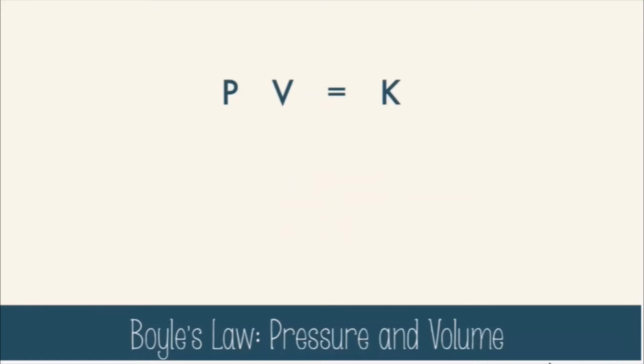Now, to see where Boyle's law is coming from, we need to look at the starting pressure and volume, and finishing pressure and volume. Mathematically, we can use substitution to put these two equations together because they both equal the same value, K. And magically, we have Boyle's law.